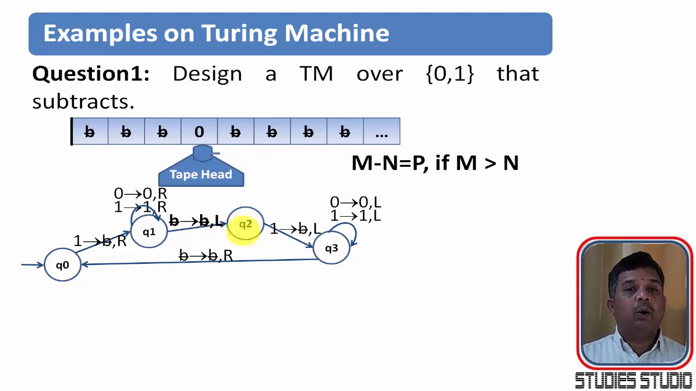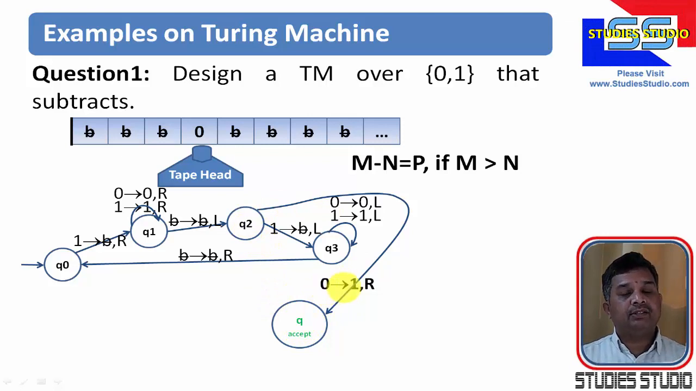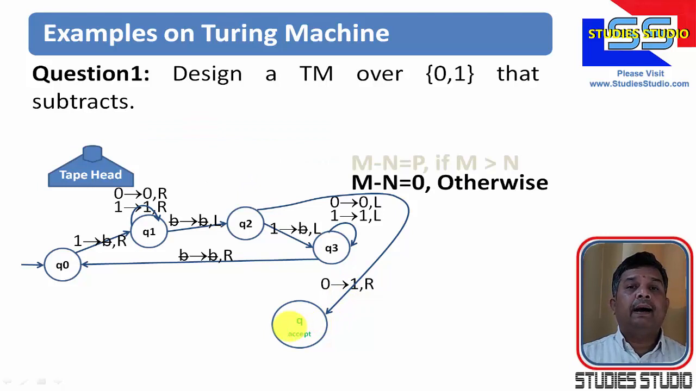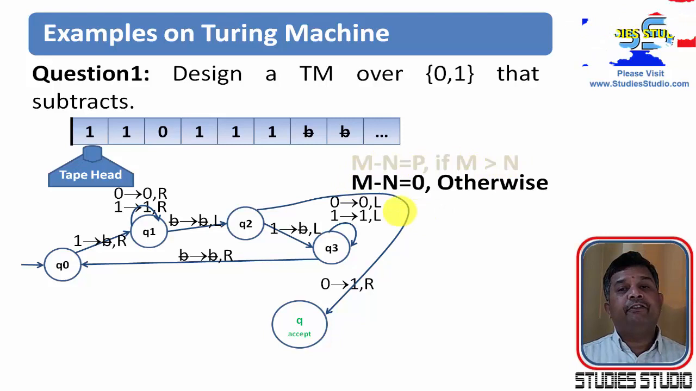Now I'll be at state Q2. The symbol that I got here is a 0. At state Q2, I have defined for 1. If a 0 appears, I'll write 1 onto the tape and come to the accept state. Again, I'll start moving right. Now this is the first part I'm having. Now we found that n minus m equals p if m is greater than n. Now let us try to see m minus n equals 0 if it is otherwise.